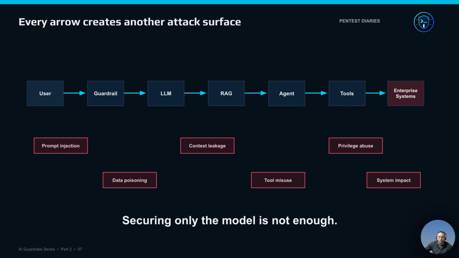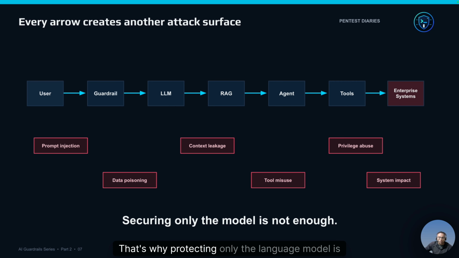Between the user and the model, we have prompt injection. Inside the retrieval layer, we can have poisoned documents and manipulated knowledge sources. Inside the context, sensitive information could leak. Once tools are introduced, we have possibilities of tool misuse, and if the agent has excessive permissions, tool misuse can become privilege abuse. Eventually, something that started with a malicious instruction can result in real system impact.